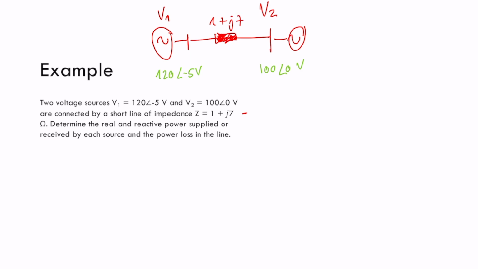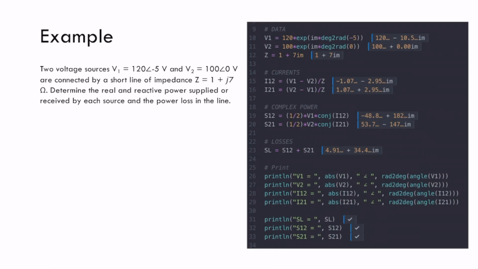Okay, so I want to compute what is the real and reactive power supplied or received at each end, and what is the power loss in this line. So in this case, I will use my computer, and then I will use complex numbers. So first of all, this is done in Julia, and well, you can see here it is pretty similar to MATLAB.